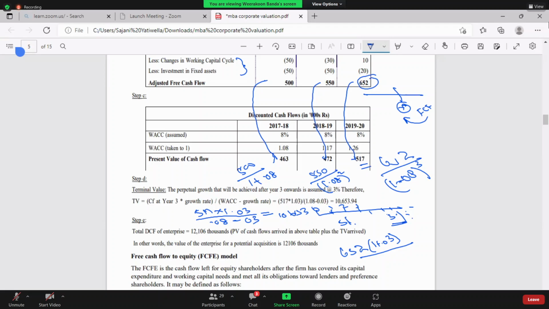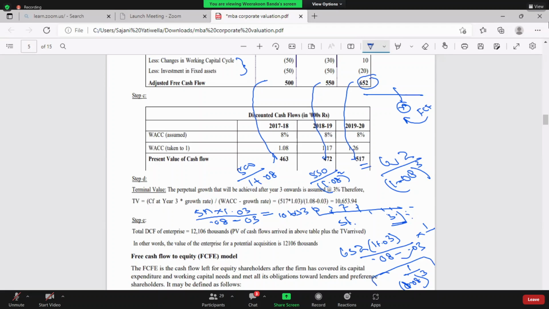So if a constant growth that we are taking here, first of all is 0.08 minus 0.03. Then that value should be divided by 1 over cost of capital. This should be multiplied by 1 over 0.08 at time period 3. Then we get that value. Then that is the present value of terminal value.